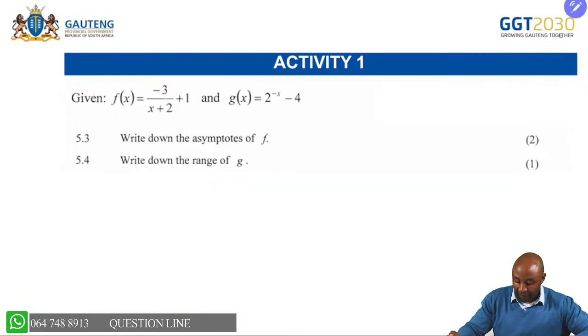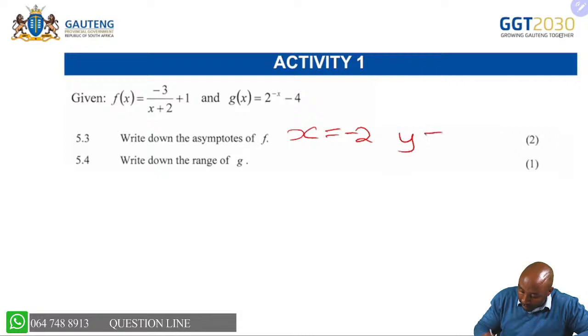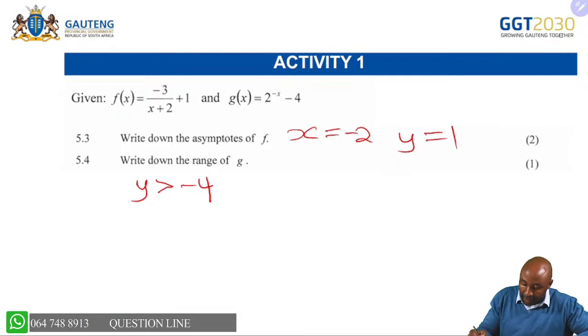We move on to 5.3. The asymptotes of f, we will get our x as negative 2 and our y will be positive 1. The range for the graph of g, our graph of g is an exponential function. Therefore, our range will be y is greater than negative 4, because y equal to negative 4 is our asymptote.